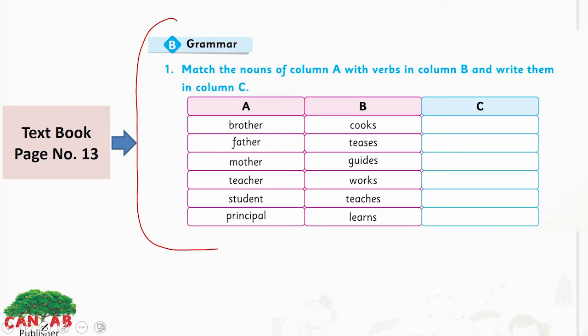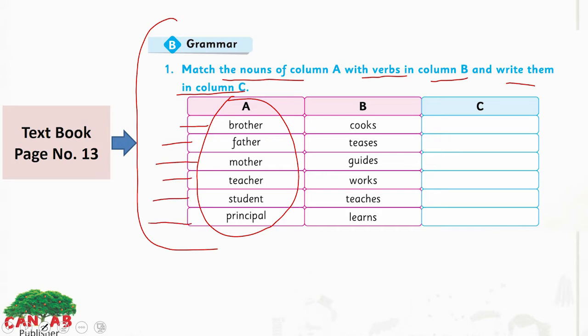See what it says? Match the nouns of column A with verbs in column B and write them in column C. In column A, we have nouns. Noun names a person, place, or things. Like brother, father, mother, teacher, student, principal. These are persons. And the column B, which indicating to the verbs. The action words. I know you are familiar with the noun and the verbs. These are parts of speech.